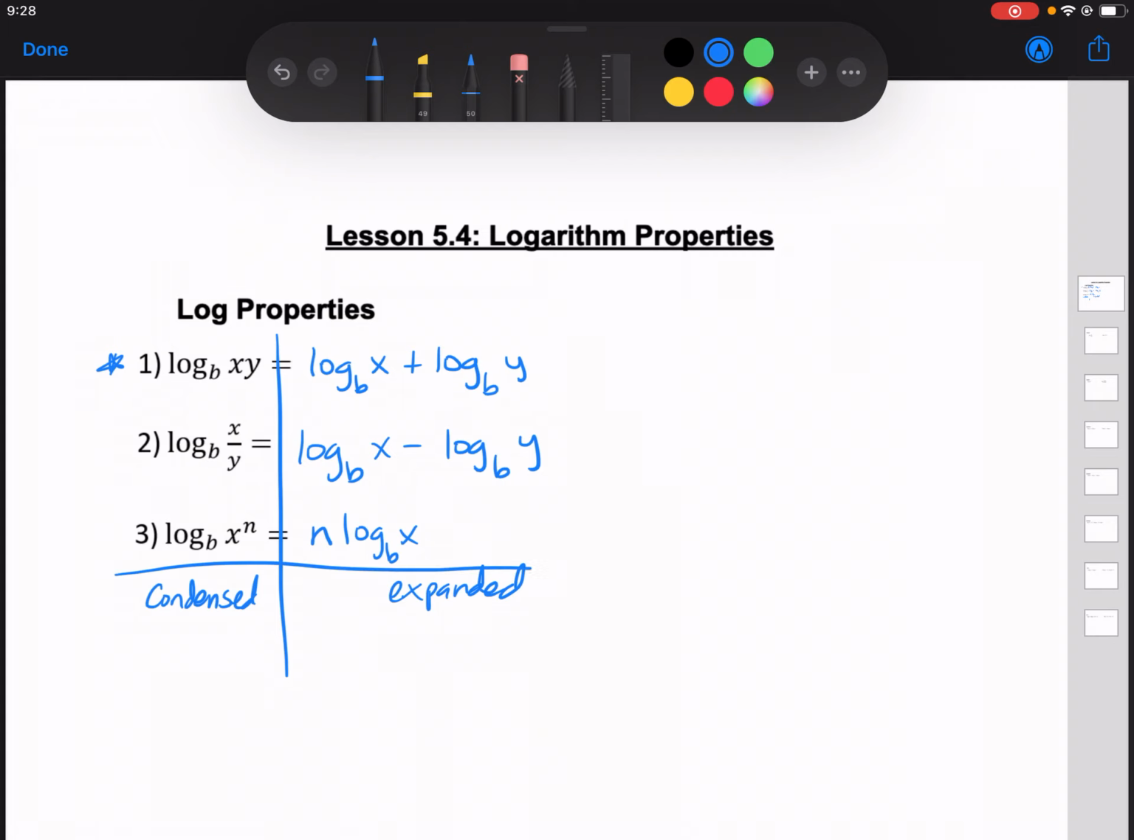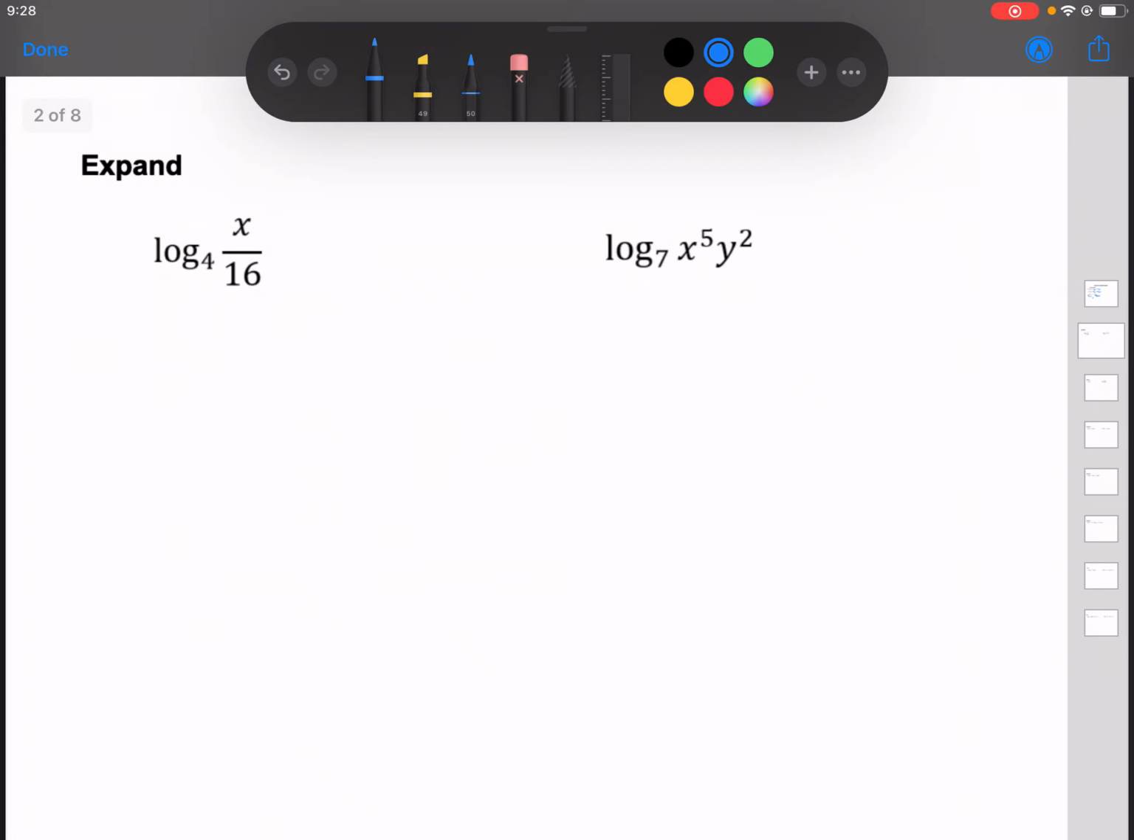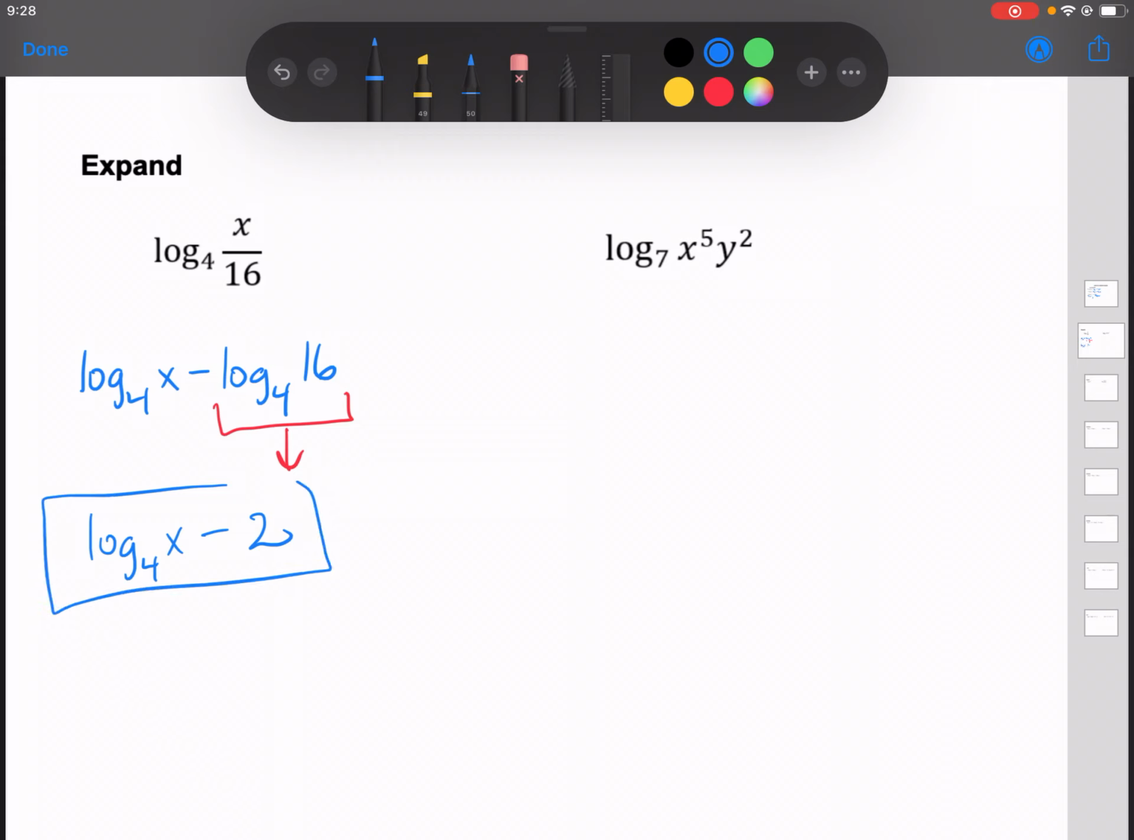Okay, so we're going to start out with expanding. So remember, keep those 3 rules in mind. Right now we've got division, so I'm going to have log base 4 of x as one of them. Then I subtract, since 16 is on the denominator, log base 4 of 16. One of the last things you always do is evaluate any logs that don't have variables if they come out as integers. So I don't want decimals or anything like that. Well, log base 4 of 16 is 2, since 4 squared is 16. So our answer would be log base 4 of x minus 2.